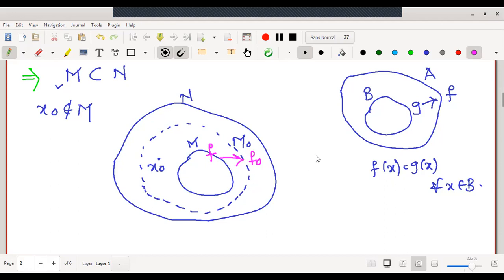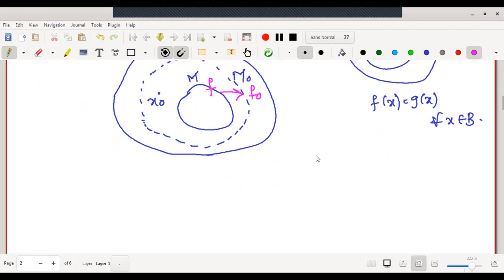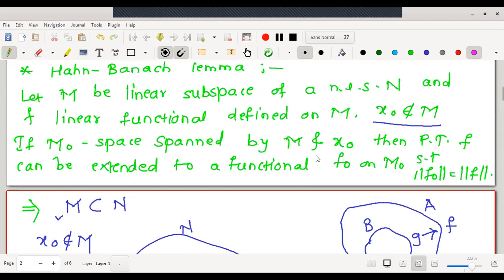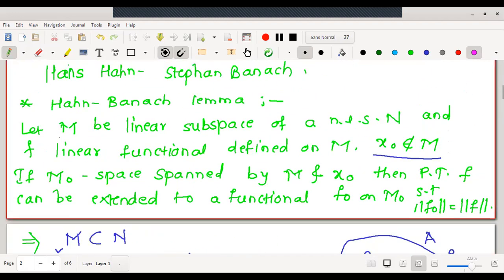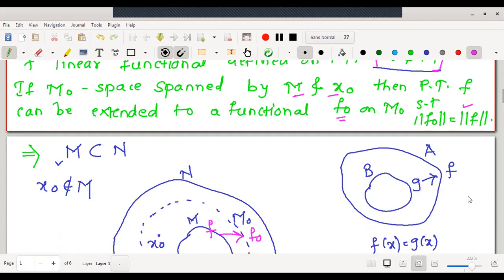This much we want to prove. Okay, is the thing clear with what is given and what to prove? M is a linear subspace of N. X naught is an element not in M. Then M naught is the space spanned by M and X naught. Then the functional f can be extended to f naught where the norm values of both the functionals are the same.